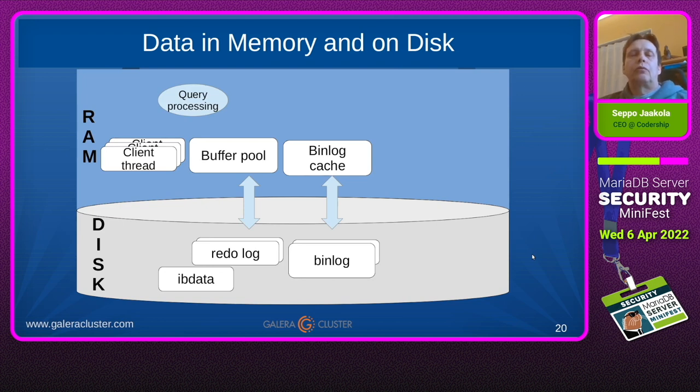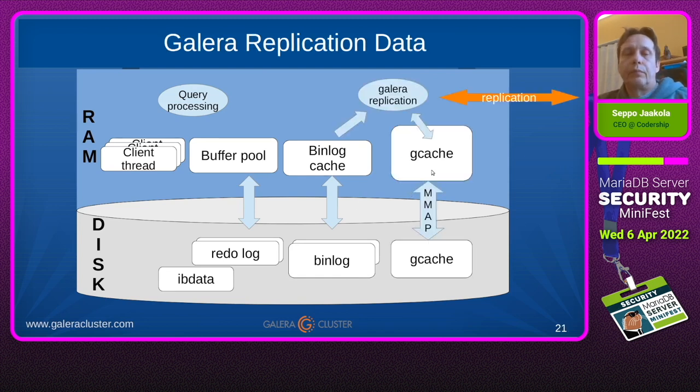Here is how it looks from the MariaDB server side. You have elements that are in main memory, like the biggest bulk, which is of course the InnoDB buffer pool, then all client thread related stuff and binlog caching and so on. Eventually something will be written to the disk, and for InnoDB you have data files and redo log files and also binlog files, and data at rest encryption will take care that everything that is on disk is encrypted properly.